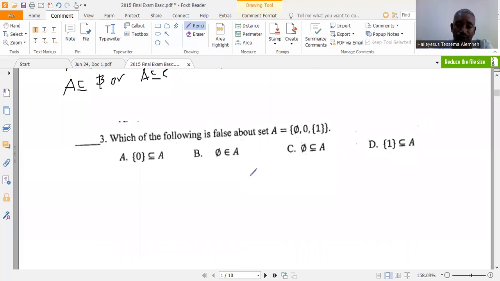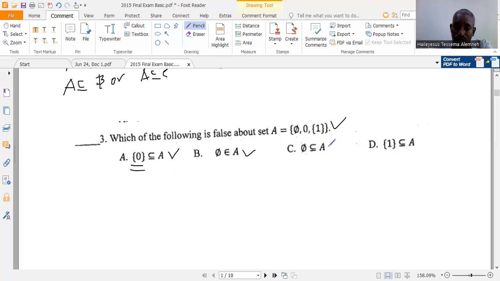Which of the following is false about the set A, which has the bit set, 0, and the number 1 in the braces? So these are the elements of set A. Then this element is a subset of A. Clearly true. When the elements are to be a subset, they should be in braces. And bit set is an element of A. Clearly, bit set is an element of A.